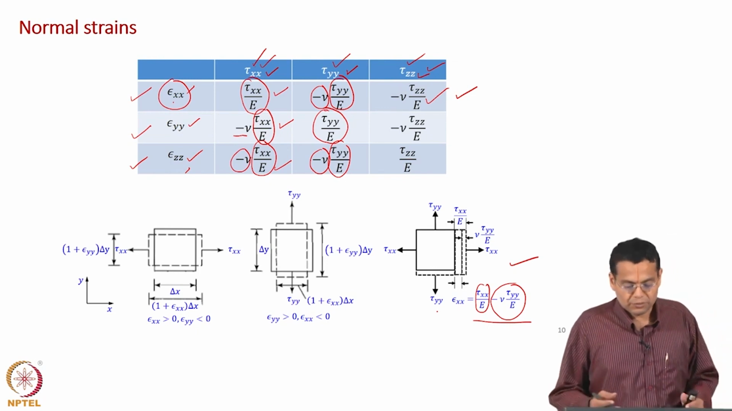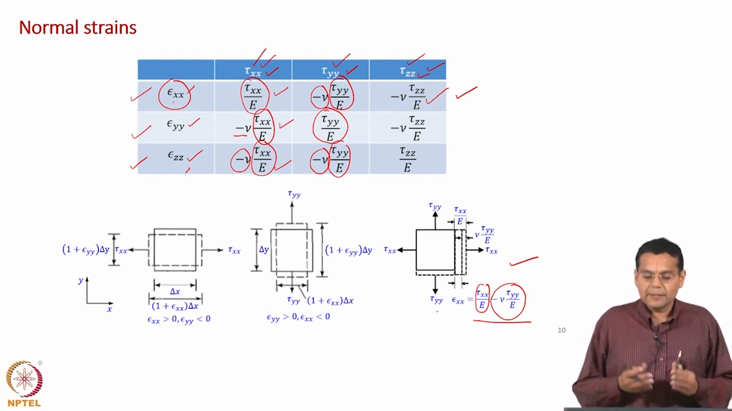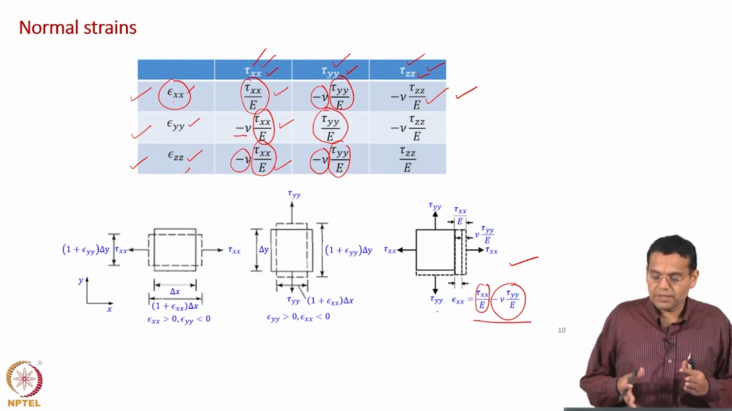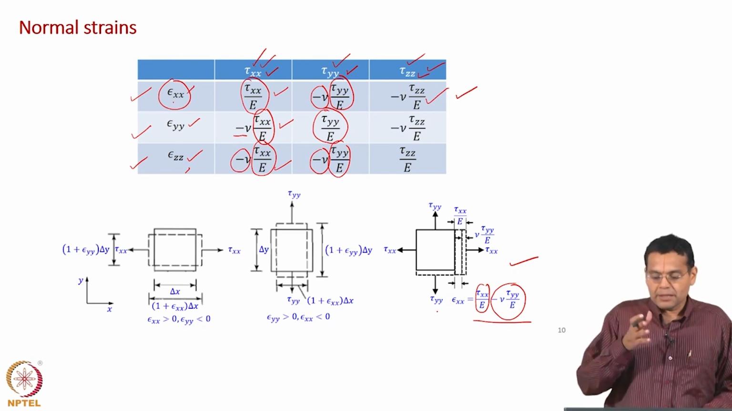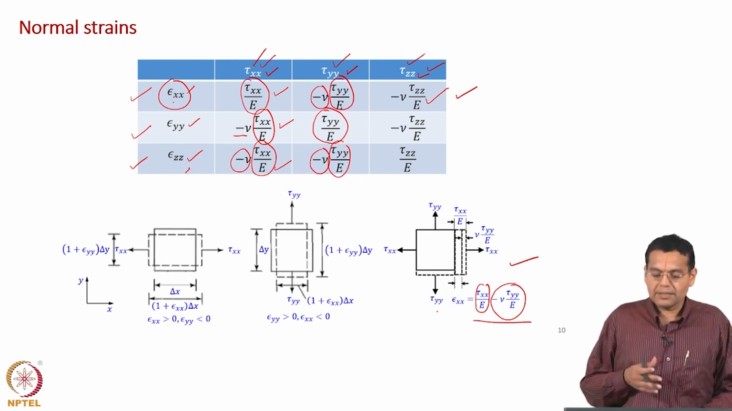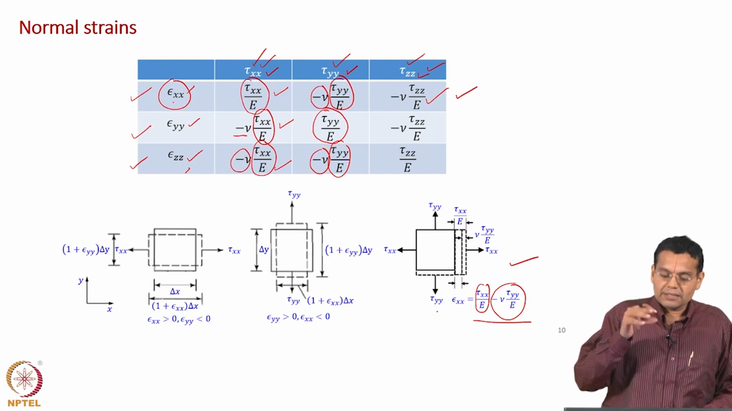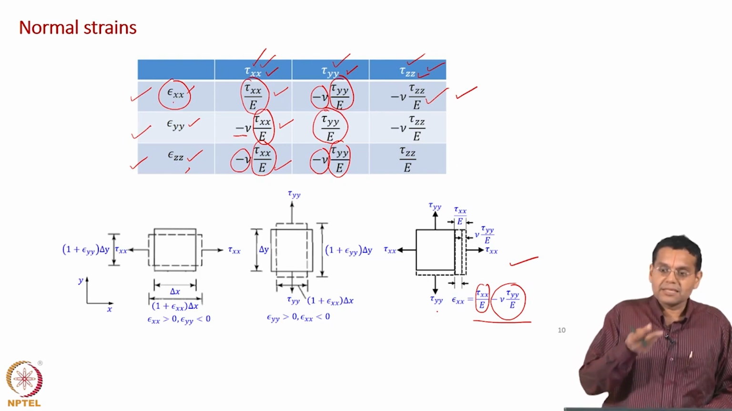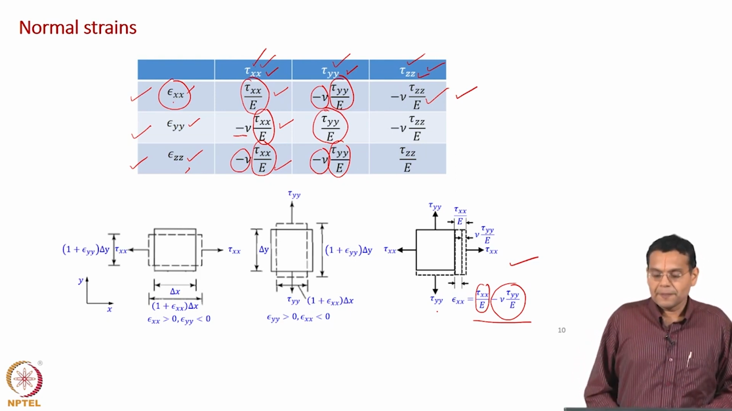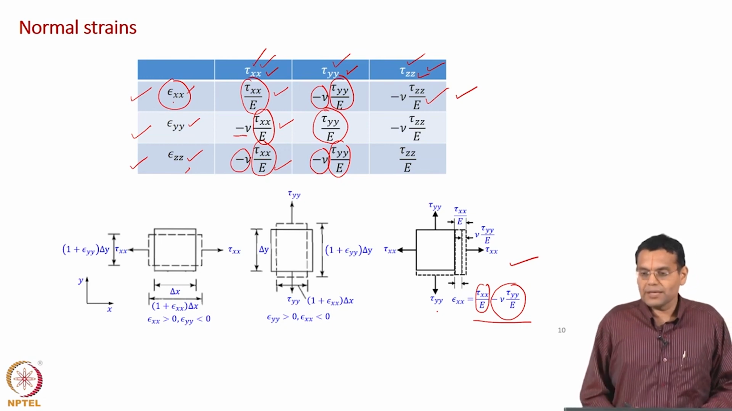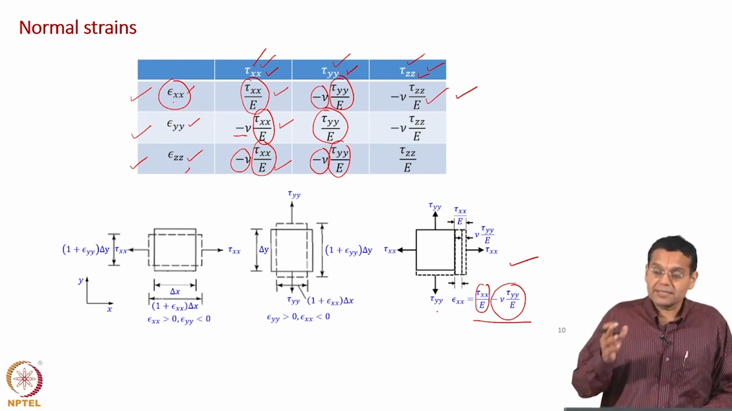Okay. So, what is this table about? We can discuss both column wise and row wise. The entries in the column are the effect of stress in one direction on strain in 3 directions. If you consider row wise, it is effect of stress in 3 directions on strain in one direction.